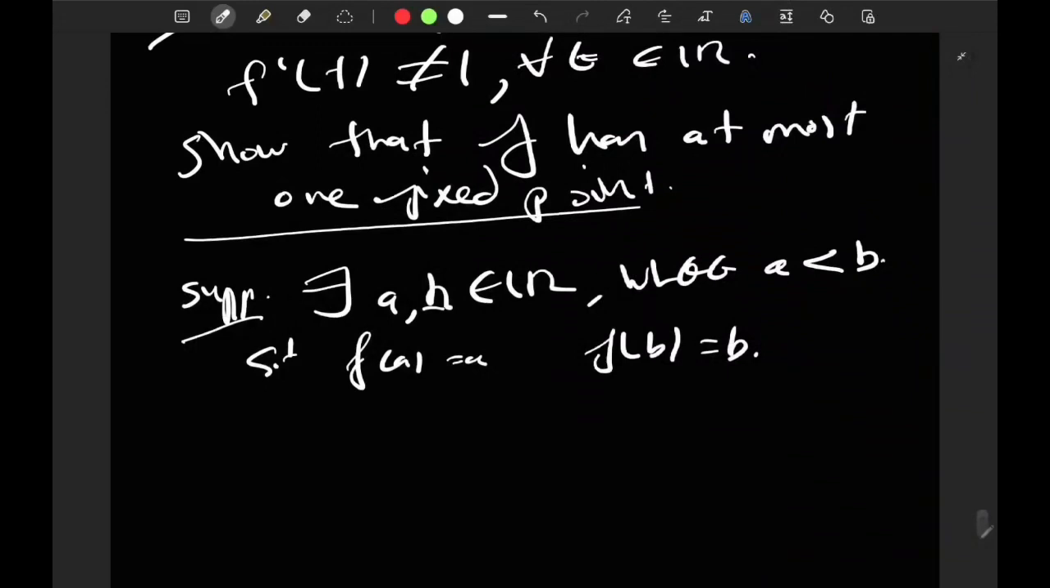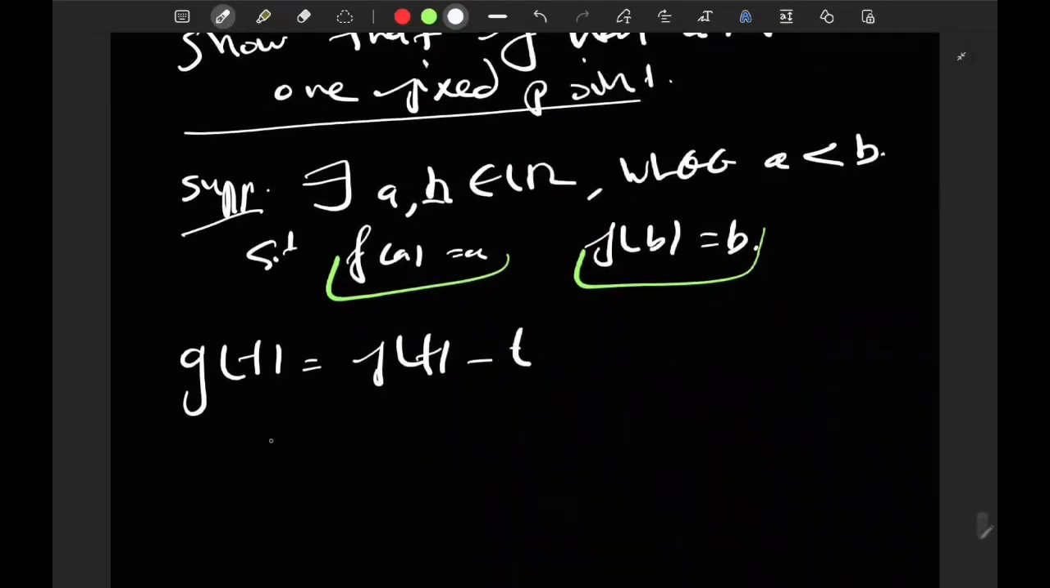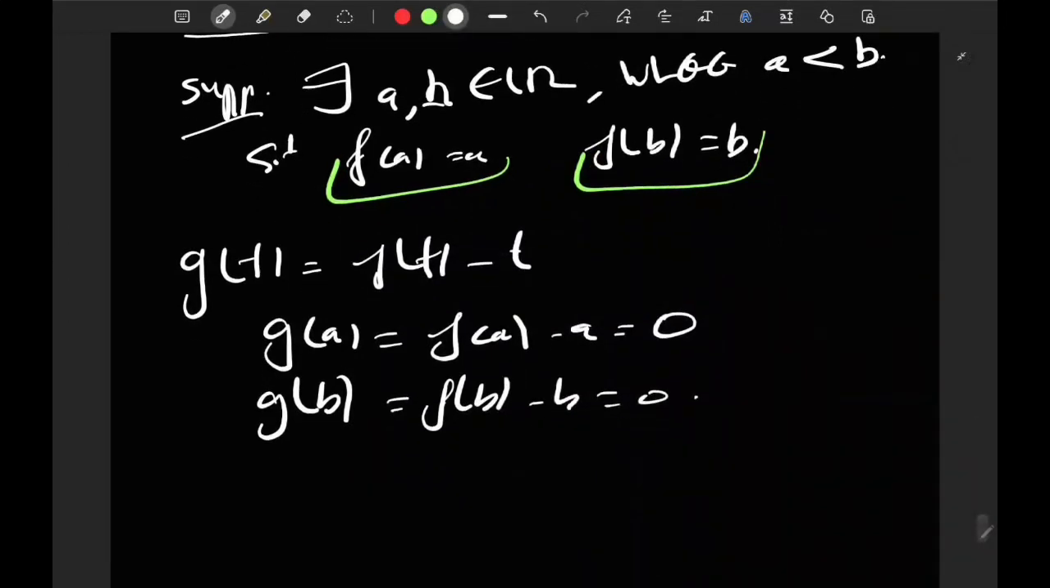Okay, how do we transform this information into some very similar information? The usual trick is to take this function g of t to be f of t minus t. The advantage is that g of a equals f of a minus a, which is 0 because f of a is equal to a, and g of b is also 0, since f of b minus b is also 0. Now I have a function which has equal values at two different points.